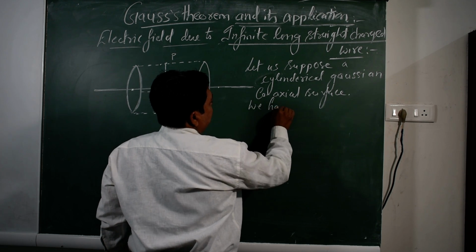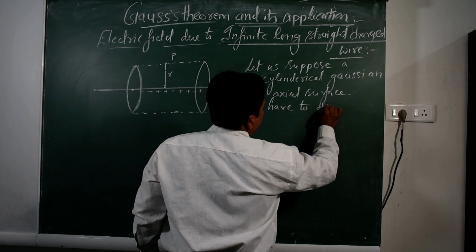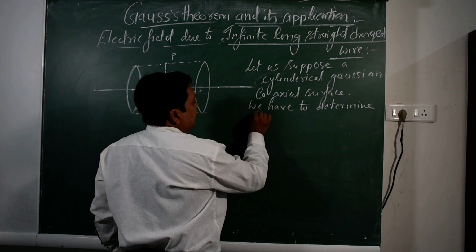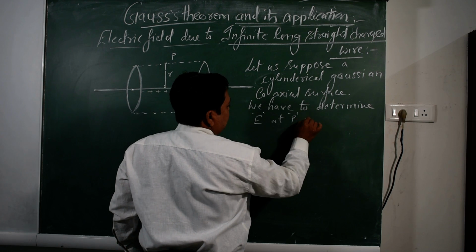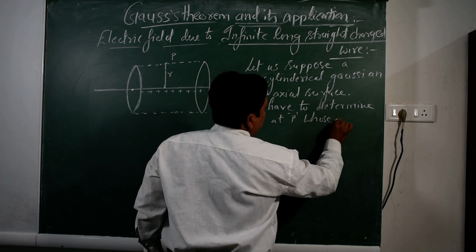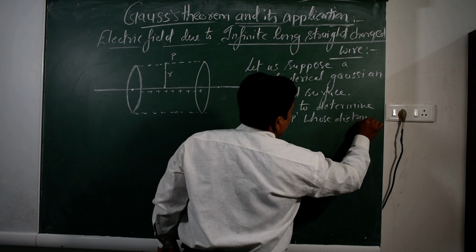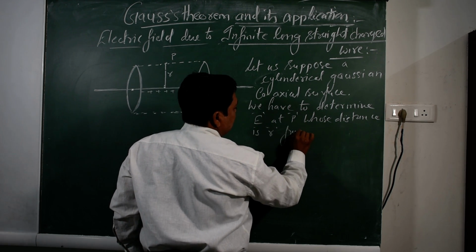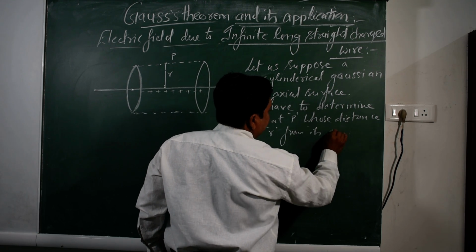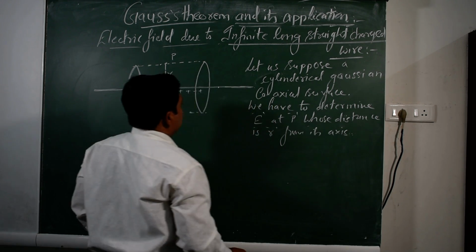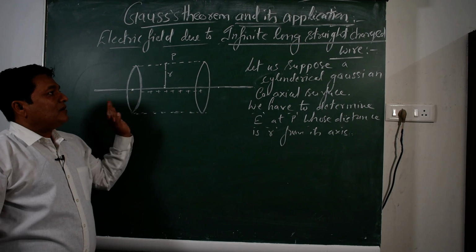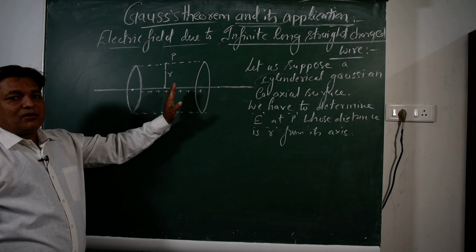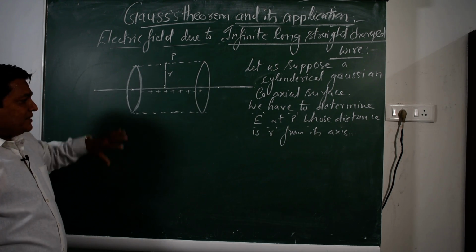We have to determine the electric field E at point P, whose distance is r from its axis. Axis means this line charge or long charge wire becomes the axis of the Gaussian surface. This is the cylindrical surface here.